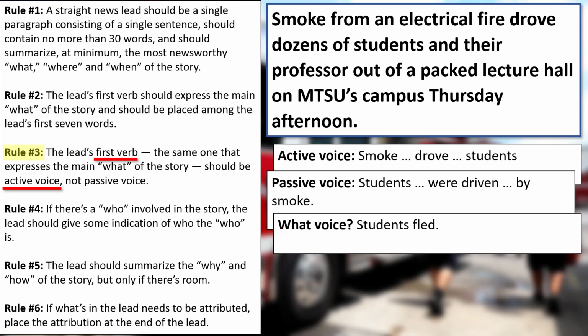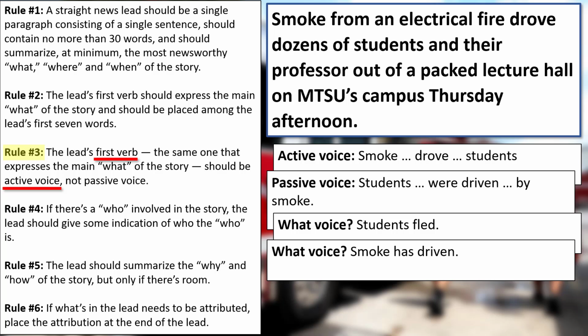So test yourself a couple of times here. What voice would this be? "Students fled." Is that active voice or is that passive voice? What do you think? Well, that would be active voice because the verb is "fled," the subject is students, and the verb "fled" indicates that students did something. What did students do? They fled. They ran out of the room.